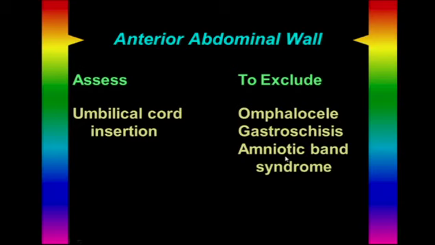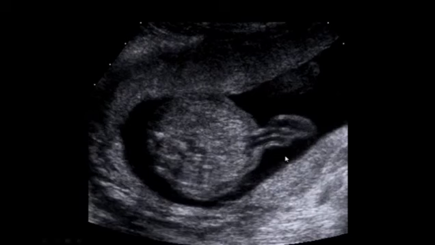Now we assess the anterior abdominal wall at the umbilical cord insertion to make sure that the only thing that crosses the anterior abdominal wall are the vessels making up the umbilical cord. If we see other things protruding from or crisscrossing the anterior abdominal wall, that could be an omphalocele, a gastroschisis, or due to amniotic band syndrome.